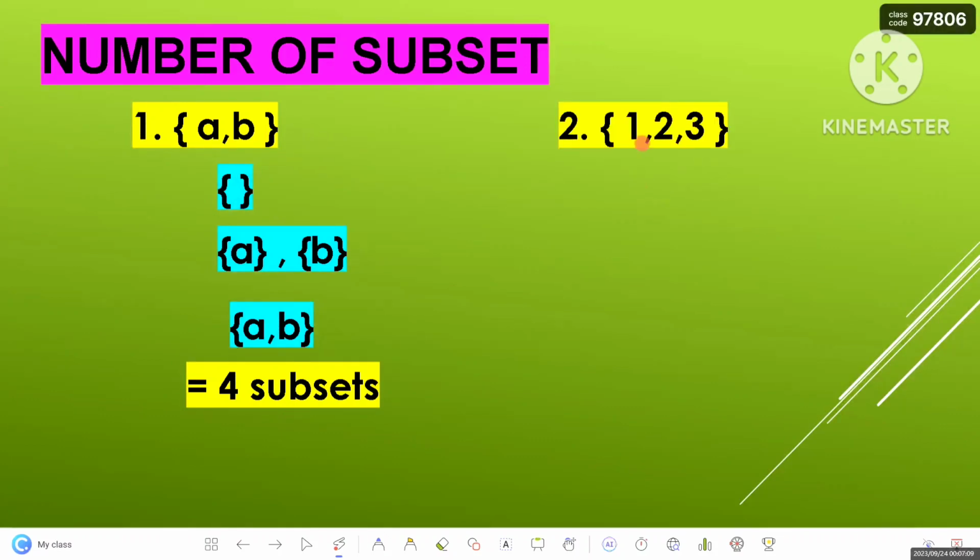What if we have set of 1, 2, and 3? How many elements do we have? We have 3 elements. Again, if we cover this 1, 2, and 3, lalabas ang unang set. Kasi pag tinakpan mo yung 1, 2, and 3, ito na lang matitira. So set muna. And then, isa-isay natin. Set 1, set 2, set 3. Kumbaga, pag tinakpan ko ang 2 and 3, lalabas si 1. Pag tinakpan ko ang 1 and 3, lalabas si 2. Pag tinakpan ko ang 1 and 2, lalabas si 3. So, this is set 1, set 2, set 3.